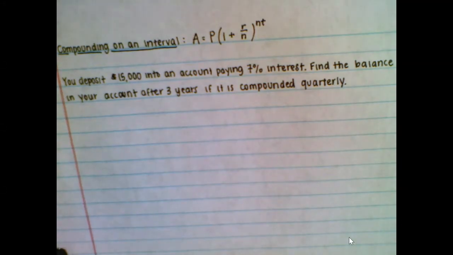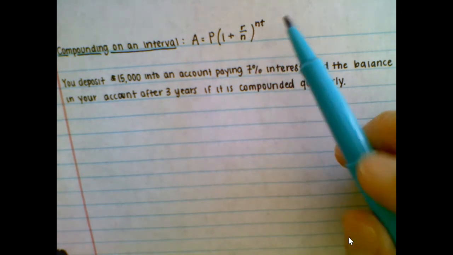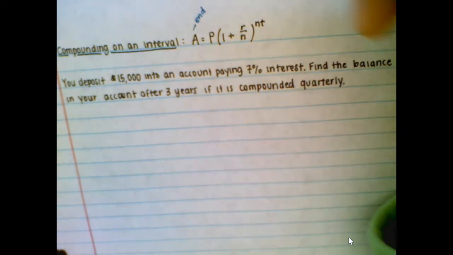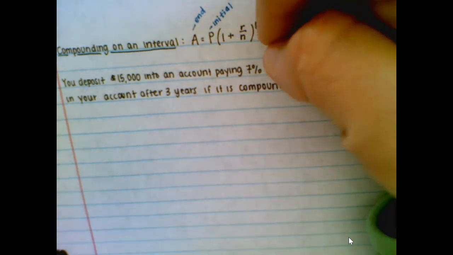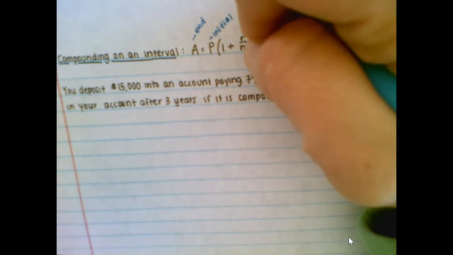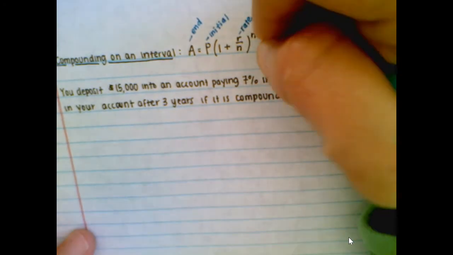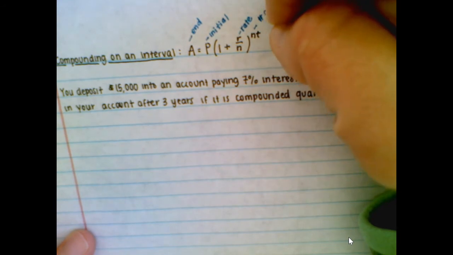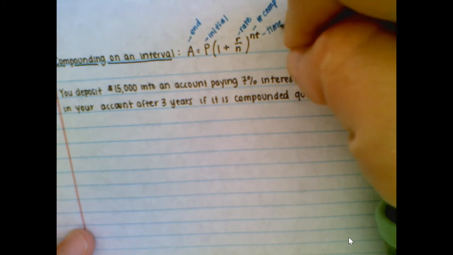All right, so here's an example on compounding interest over an interval. So the equation that we talked about last week was A is equal to P times (1 plus R over N) to the NT power. So our A is our ending, our P is our initial or starting, our R is our rate. And remember that the rate is always in terms of a decimal. N is the number of compounding periods, and T is time.